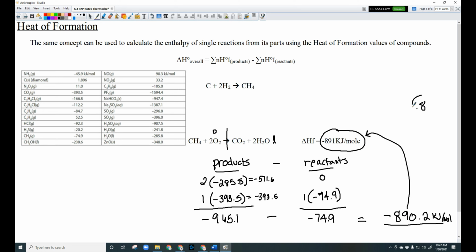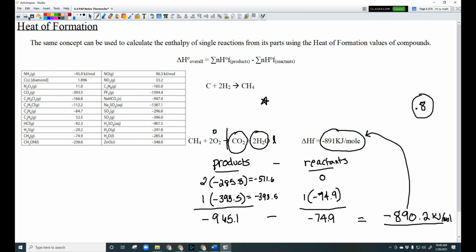So what you're going to see is that the numbers you calculate are going to be slightly different. That's because this right here is a more accurate way than Hess's law of summation. So it's going to give you a little more accurate number than Hess's law. Okay, so this is the heat of formation method, using the heat of formation of individual compounds to get the overall enthalpy.